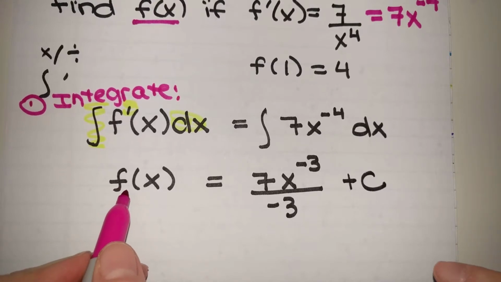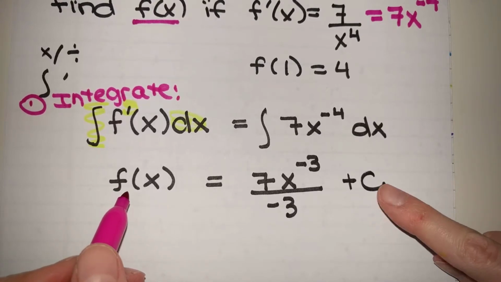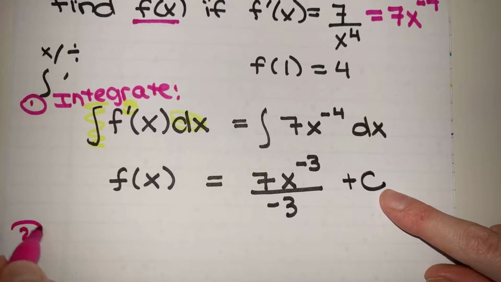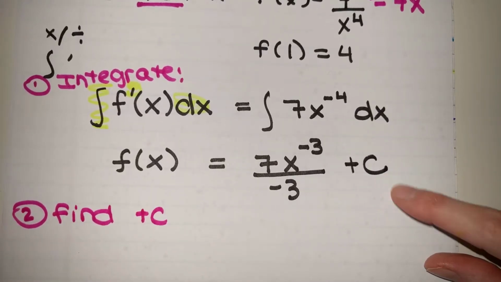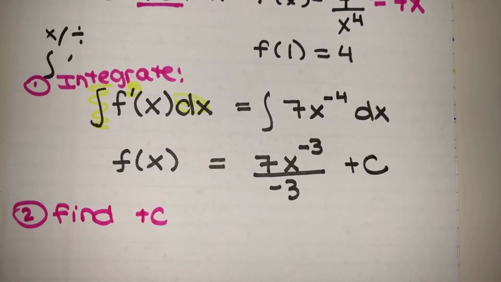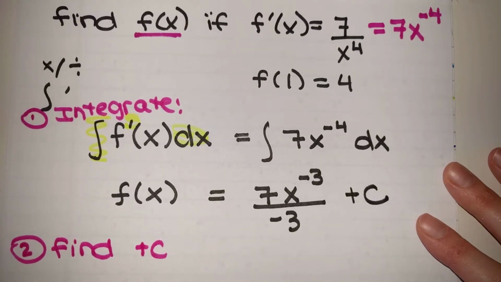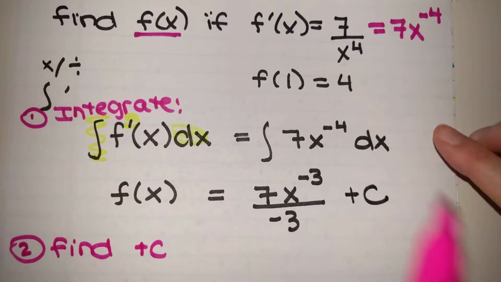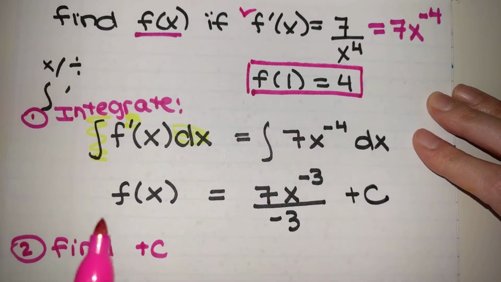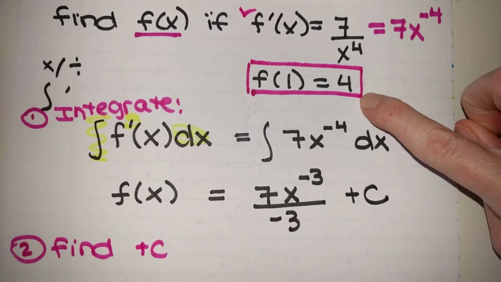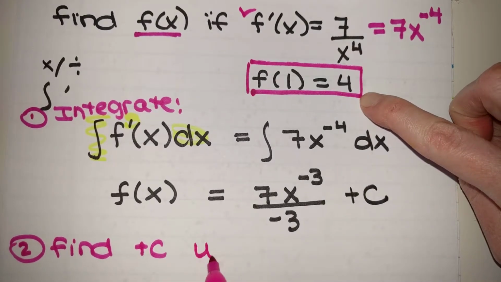But our little f of x function is still in terms of a plus c. So our second step is that we need to find what that plus c value actually is. To do that, we use the only piece of information we have yet to use in the problem, and that is f of 1 is equal to 4. We've already used our derivative information, so now we're going to use f of 1 is equal to 4.